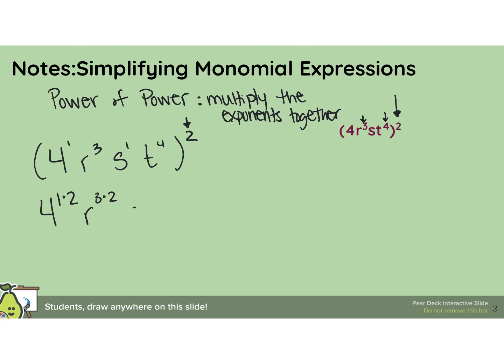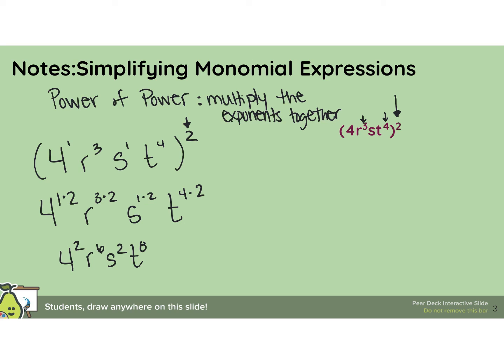So I'm going to do S to the first power times 2 and t to the 4th power times 2. So this becomes 4 squared. R to the 3 times 2 is 6. S to the 1 times 2 is 2. And t to the 4 times 2 is 8.